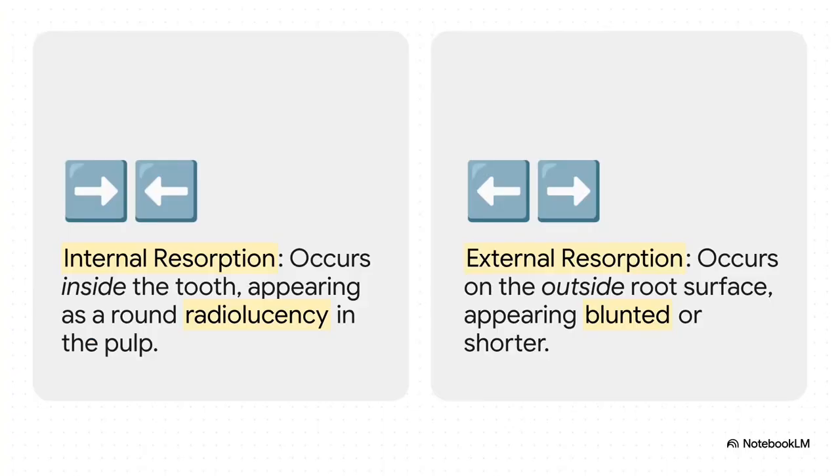For example, have you ever heard of tooth resorption? It's kind of wild. It's when the body itself starts to break down and absorb its own tooth structure. If it happens from the inside out, that's called internal resorption, you might see a weird, round, dark spot that looks like it's hollowing out the tooth center. If it happens on the outside of the root, external resorption, the tip of the root might start to look kind of blunt or even shorter than it should be.